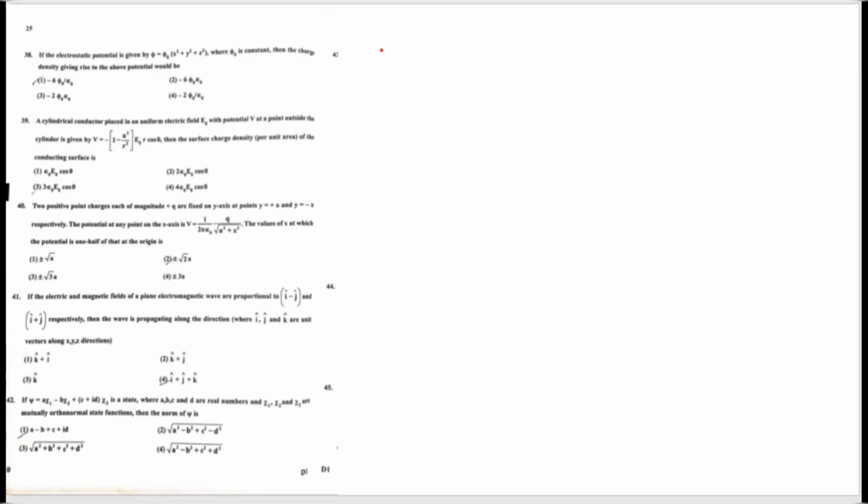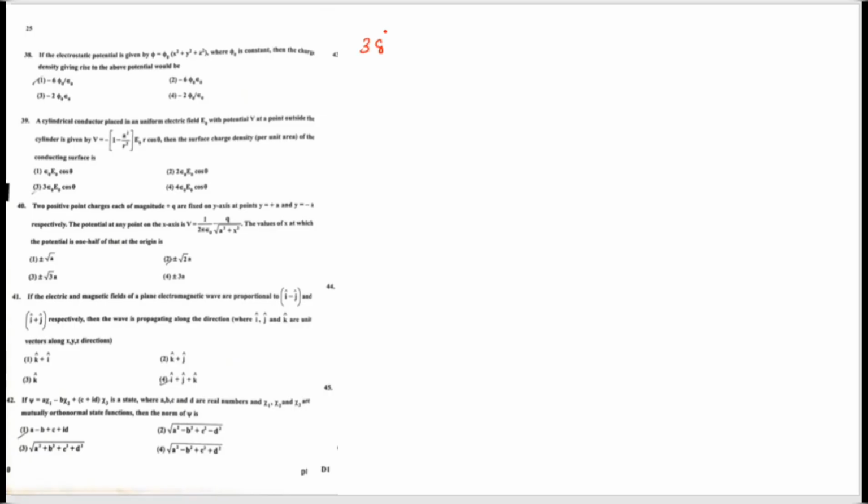The first question says: if the electrostatic potential is given by phi equal to phi naught times x square plus y square plus z square, where phi naught is a constant, then the charge density giving rise to the above potential is. So they have given the potential, and we need to find the value of the charge density. For that we have the formula from Poisson's equation. So what was the formula?